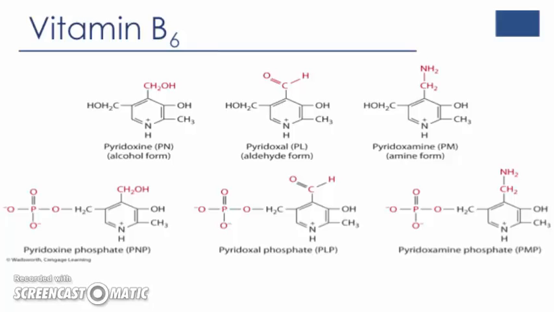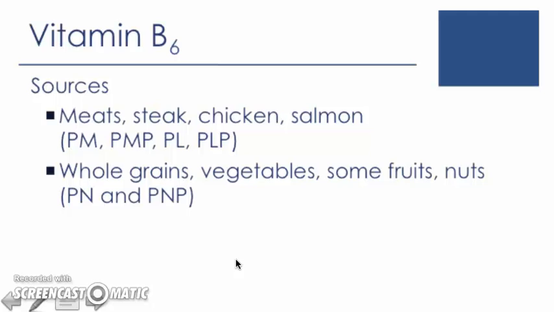Additionally, we'll see what will be the most functional form in terms of the processes of energy metabolism. We're going to find that PLP is the functional form that will play the most significant role in the various functions of energy metabolism for vitamin B6.